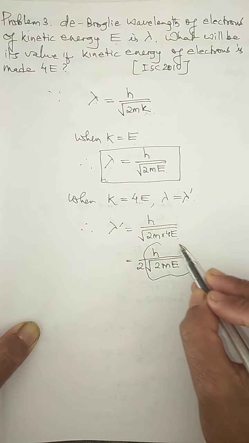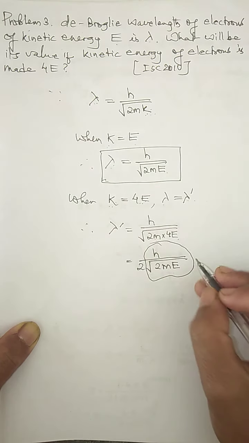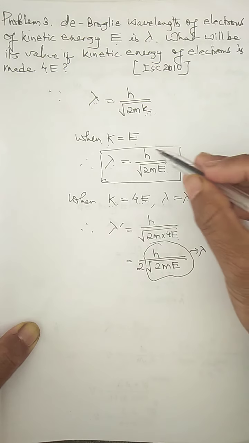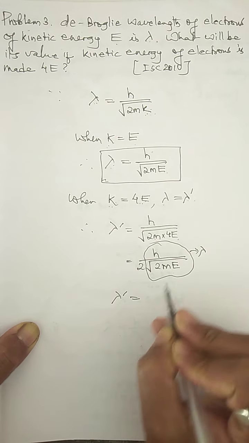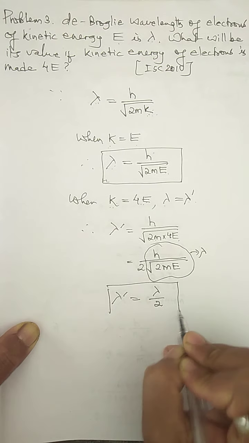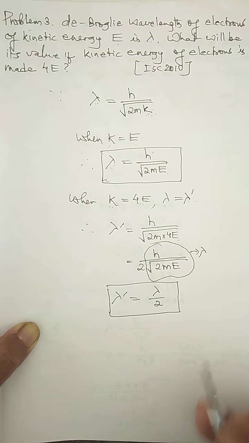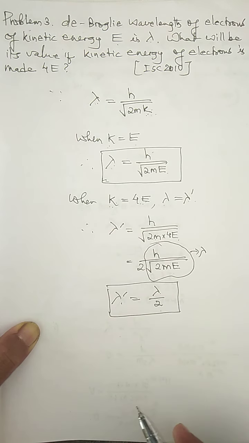What is h by square root of 2mE? This is also lambda, no? This is already lambda. h by square root of 2mE is lambda. So I write lambda dash equals, replacing by lambda, lambda divided by 2. See, lambda divided by 2. So the new de Broglie wavelength is now half the original de Broglie wavelength. Meaning the de Broglie wavelength is reduced to half.